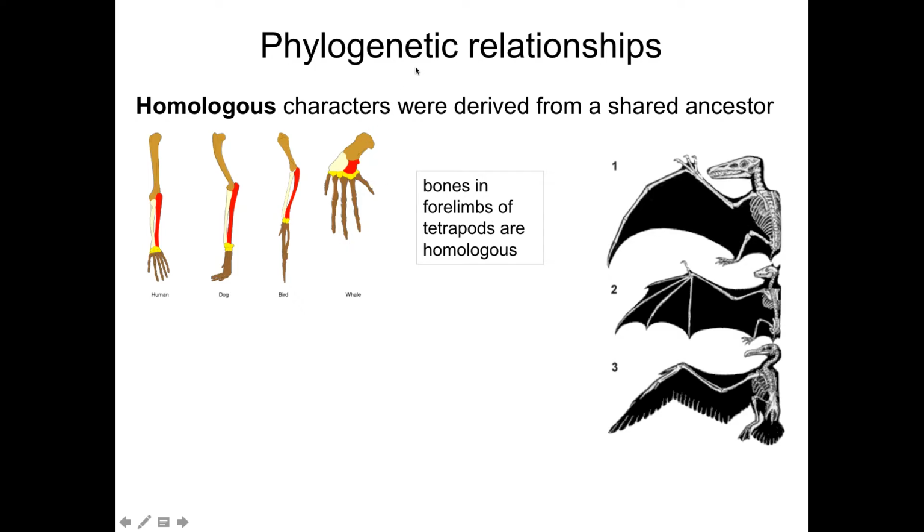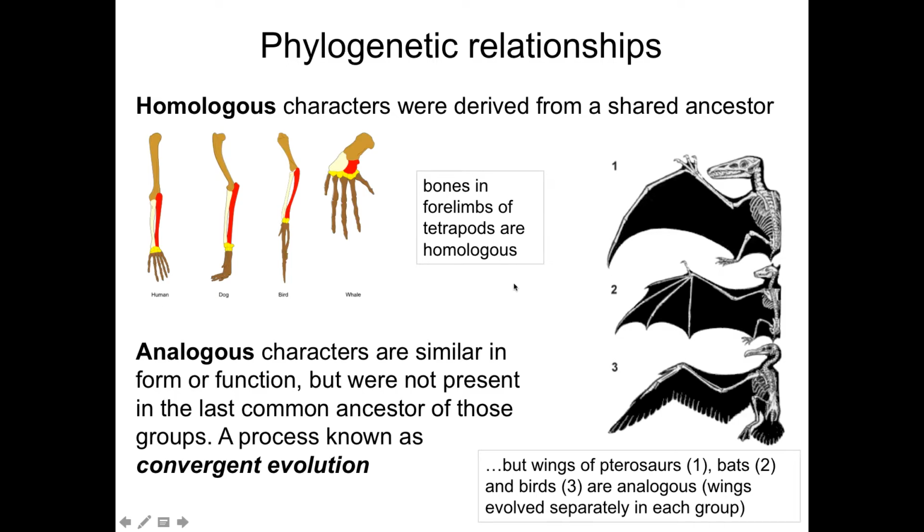Right, a little bit more about some terms to do with phylogenetic relationships. Some characters can be called homologous characters, and these are characters that were derived from a shared ancestor. For instance, the bones in the forelimbs of tetrapods are all homologous. The same bones within the forelimbs of different tetrapods all came from a shared ancestor. They're homologous traits or characters.